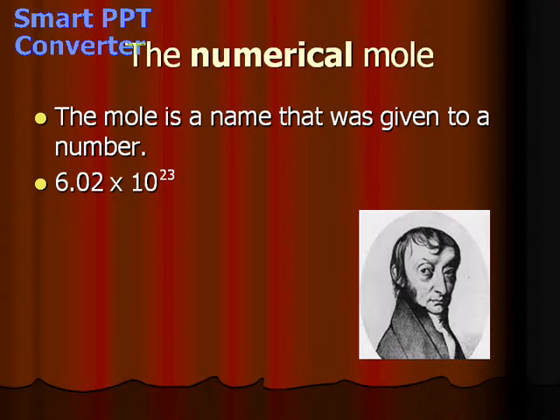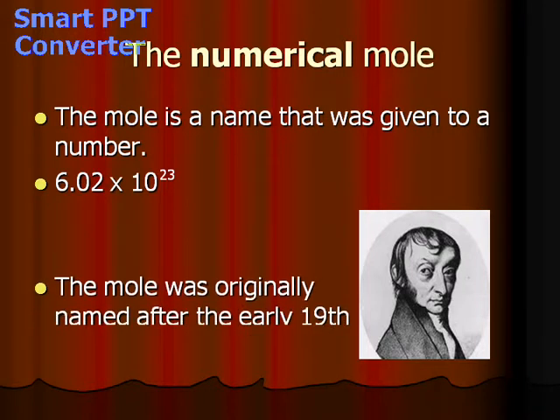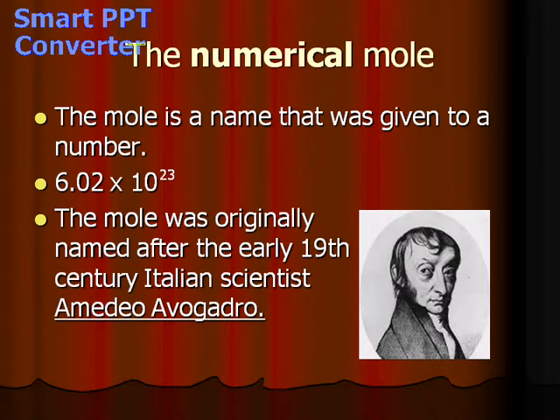Specifically, this number is 6.02 times 10 to the 23rd power. Now, the mole was originally named after the early 19th century Italian scientist that discovered the mole, Amedeo Avogadro. The number was named in his honor, known until then as Avogadro's number and Avogadro constant.